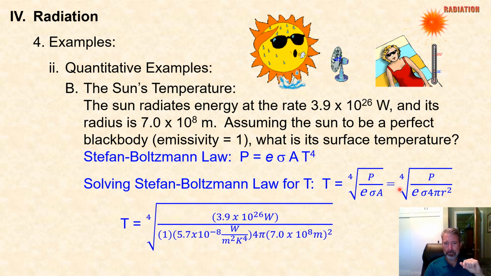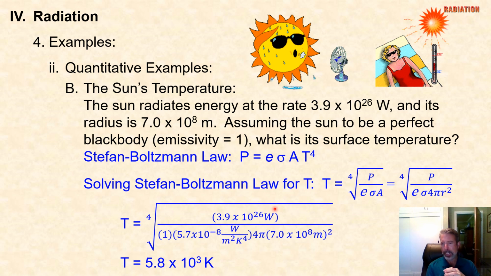So, substituting in our numbers here: the power, 3.9 times 10 to the 26 watts, emissivity constant of 1, the Stefan-Boltzmann constant, 4 pi times the radius of the sun squared. We do the number crunching and we come up with an estimate of 5,800 Kelvin. I just want to make a point here that the surface of the sun is hot, but 5,800 Kelvin is not nearly as hot as the interior of the sun, which is several hundred million Kelvin, due to the extreme pressures and temperatures there.